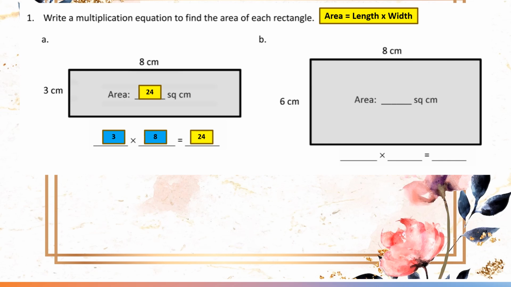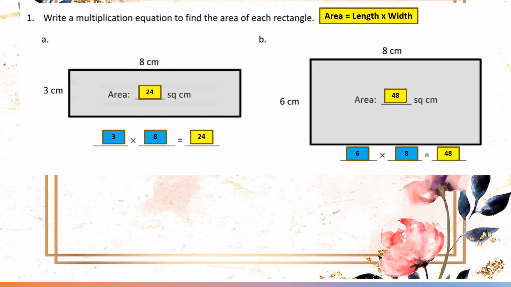Okay, now let's move on to letter B. The length of this rectangle is 6 centimeters and the width is 8 centimeters. If we use our formula to calculate area, length times width, we write our formula in the blanks as 6 times 8. Take a moment to think about what the answer for 6 times 8 would be. If you need to create a ratio table, that's fine. If you need to skip count, that's also fine. The answer for 6 times 8 is 48. So the area for the rectangle under letter B is 48 square centimeters.